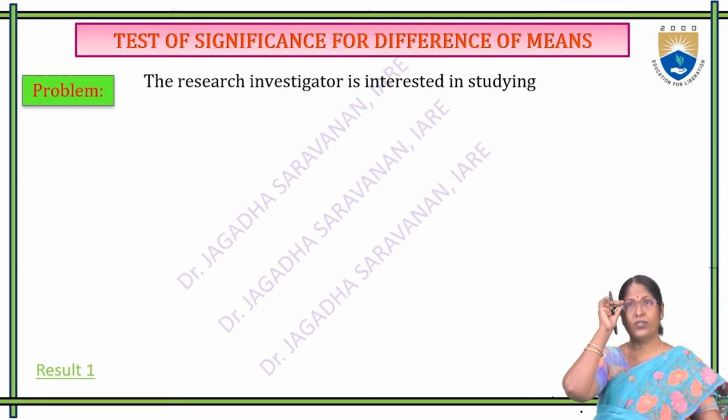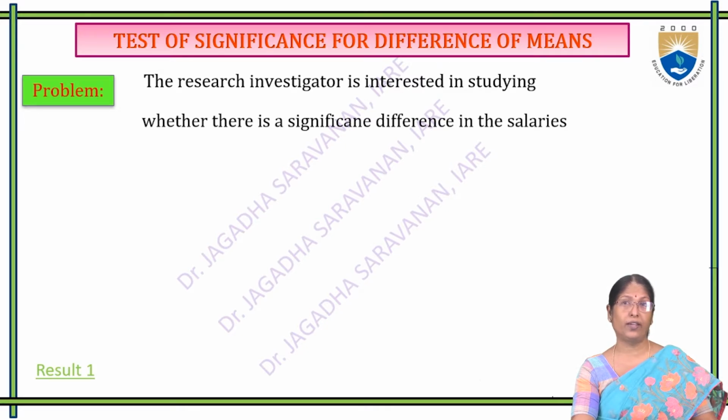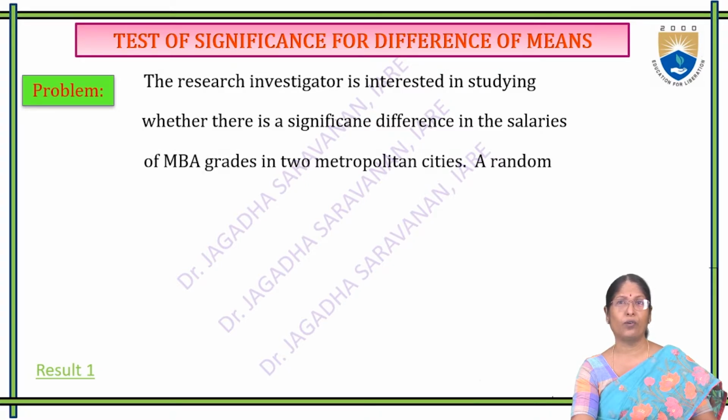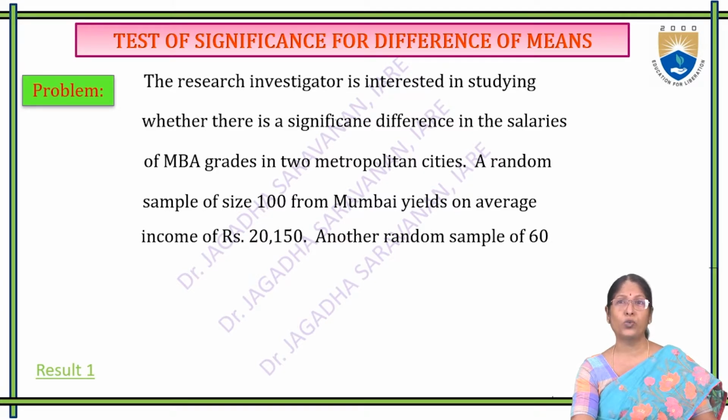Now we will concentrate on the test of significance for difference of means, under which we are going to do the problems. The research investigator is interested in studying whether there is a significant difference in the salaries of MBA graduates in two metropolitan cities. A random sample of size 100 from Mumbai yields an average income of rupees 20,150.